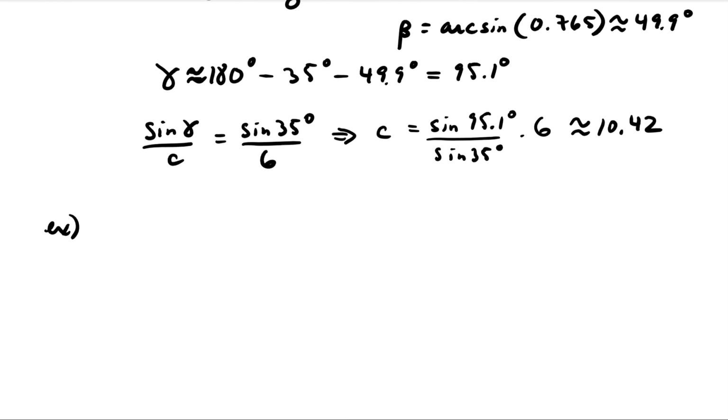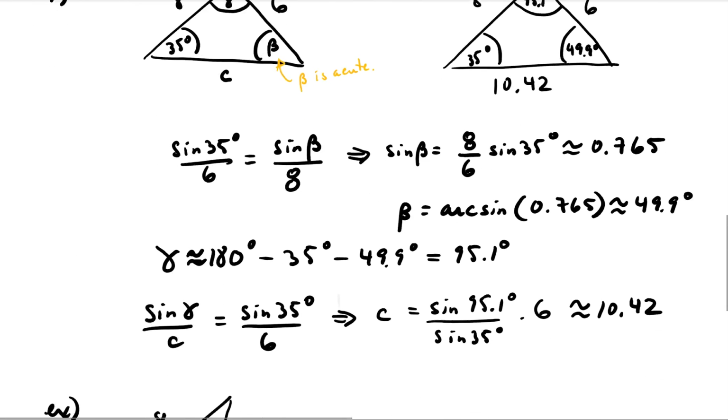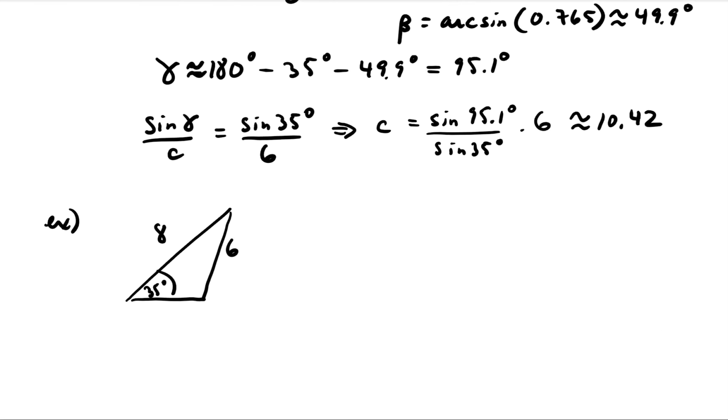So here I have this. 8, 6, 35 degrees again. So notice that the measures that I have here are the same that I have over there. So what's the difference between those two triangles? It's the fact that this angle here, beta, is now obtuse.